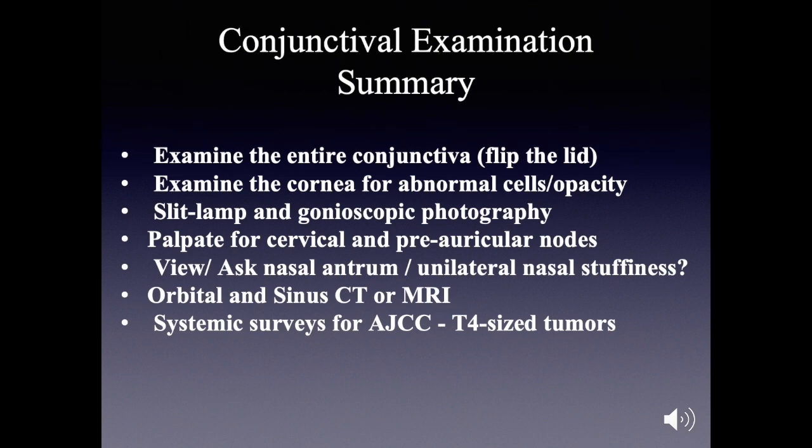Both the patient's cervical and preauricular lymph nodes should be palpated for evidence of enlargement. In addition, if the punctum is involved, ask your patient if they have unilateral nasal stuffiness, and if indicated, palpate the involved lacrimal drainage system. If orbital disease is suspected, Hertel exophthalmometry, color plates, and CT imaging is employed. I obtain total body PET-CT imaging for all tumors larger than a lima bean, or typically AJCC categories cT3 and cT4.